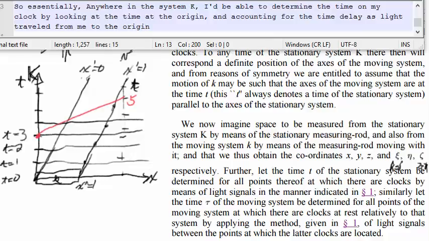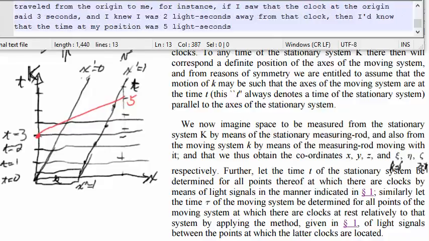So essentially, anywhere in the system K, I'd be able to determine the time on my clock by looking at the time at the origin and accounting for the time delay as light traveled from the origin to me. For instance, if I saw that that clock said 3 seconds and I knew I was 2 light seconds away from that clock, then I'd know that the time at my position was 5 light seconds.